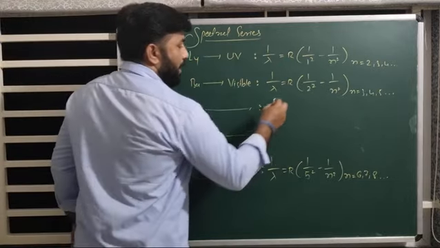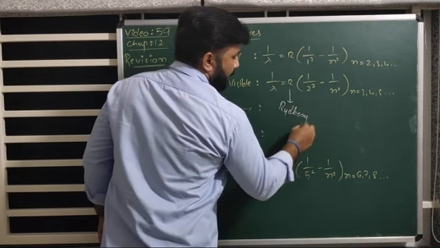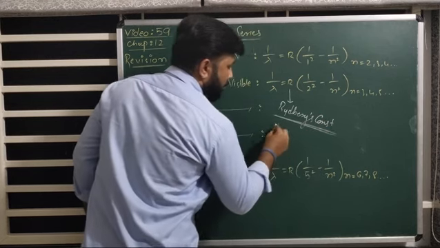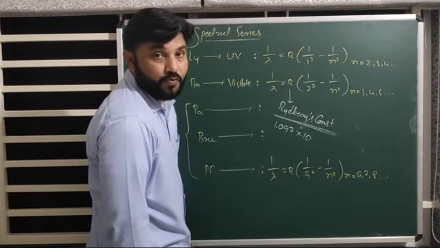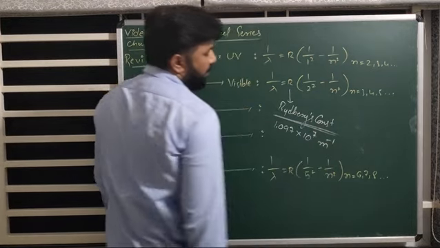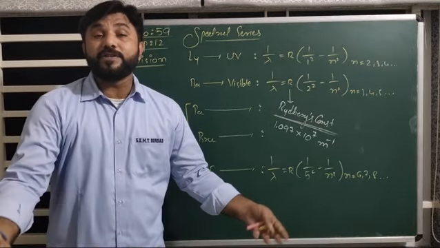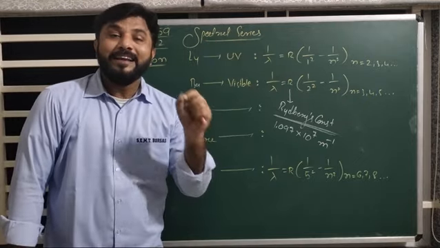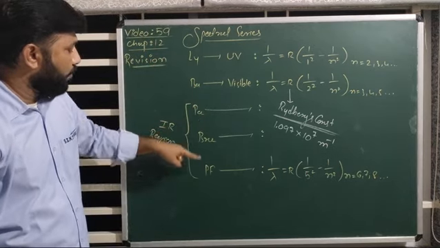What is R? R is known as Rydberg's constant and it has the value 1.097 multiplied by 10 to the power 7 meter inverse. Clear? So again this is a 2 mark question. Write the spectral series only, or list the spectral series. Then you have to write 1, 2, 3, 4 and 5.